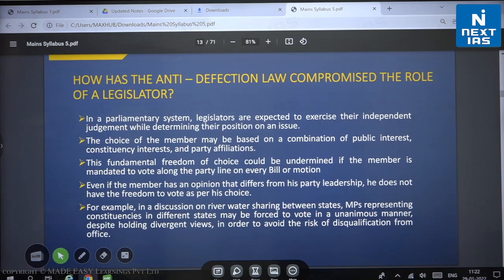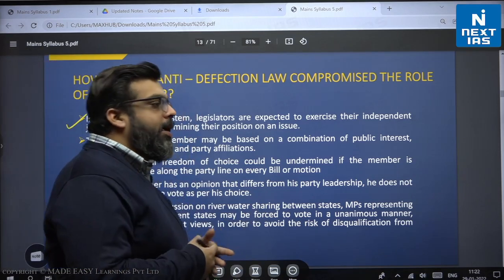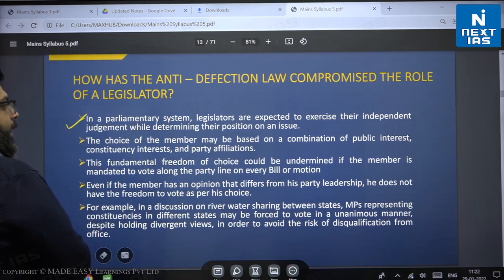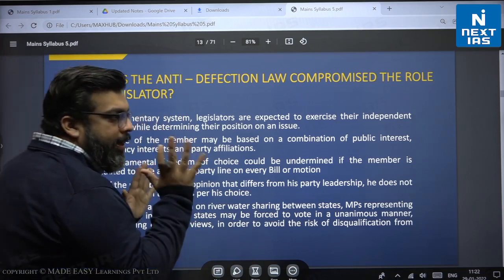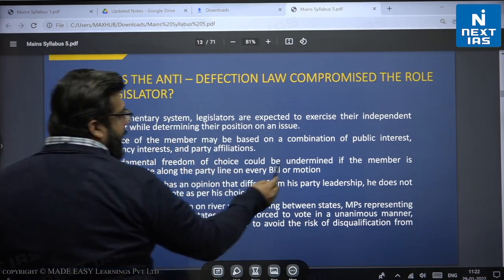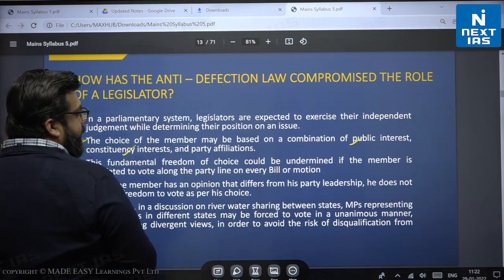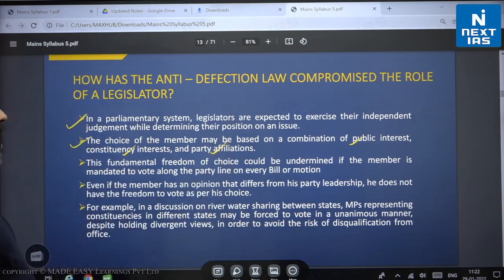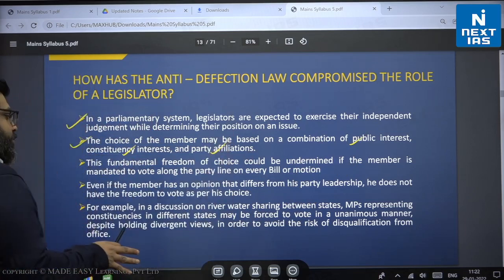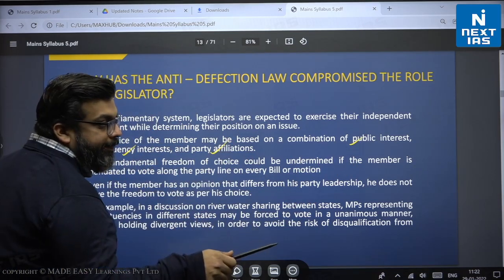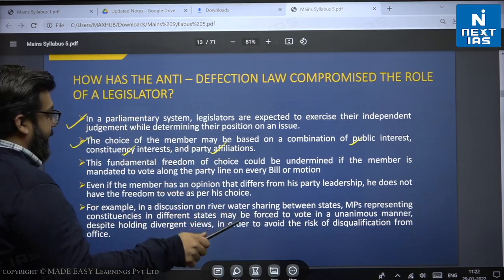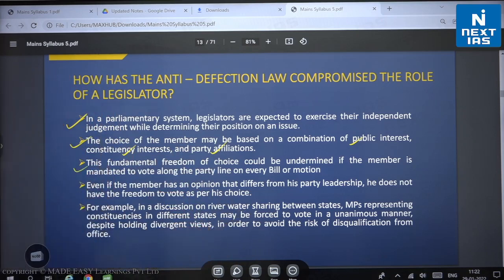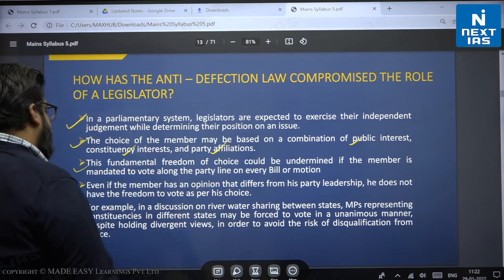Now, see, in a parliamentary system, every legislator has an independent role. Your job is to analyze the laws that the government wants to pass, the policies that the government wants to pass, and question them for it. And the opinion that an MP or an MLA should be based on the combination of public interest, competency and constituency interests, and affiliations. And what happens is when a whip has to compulsorily be issued, see, a whip can be issued for everything, doesn't mean it should be issued for everything, which is why a fundamental freedom of choice gets undermined, and therefore every MP or MLA is forced to vote in a certain way.